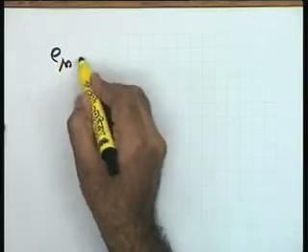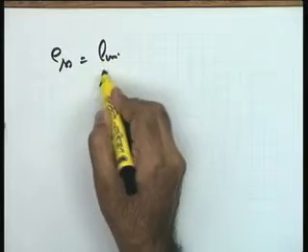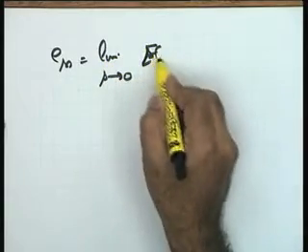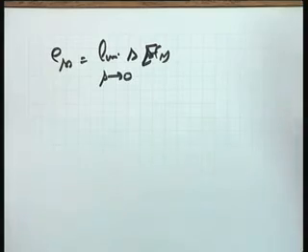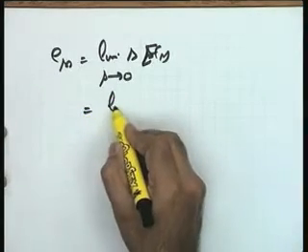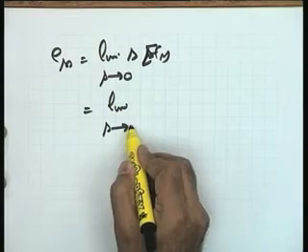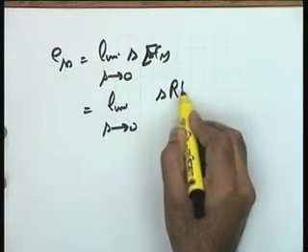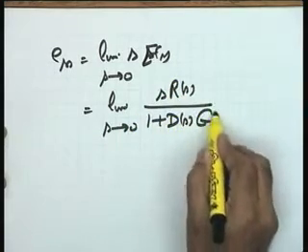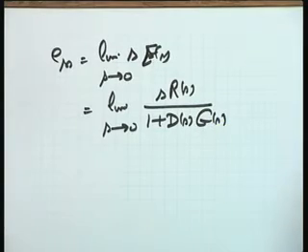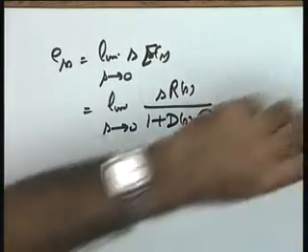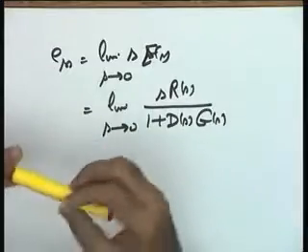I can get the value of the steady state error. So e_ss is equal to limit s tends to 0 of sE(s). This becomes the steady state error. So let me substitute for E(s). It is limit s tends to 0 of sR(s) divided by 1 plus D(s)G(s). Okay. Now please consider the situations one by one. We said that we will handle three situations only.